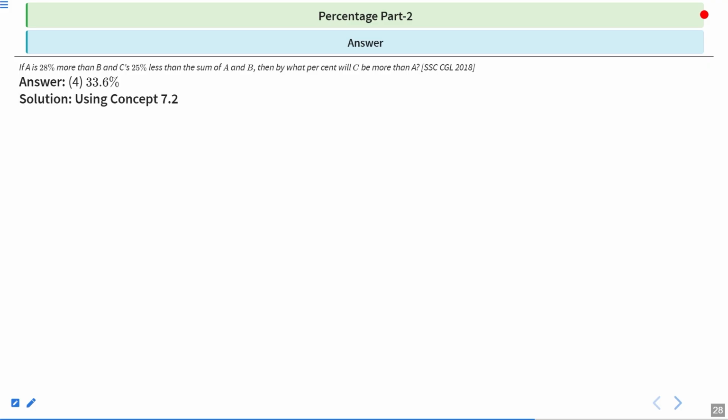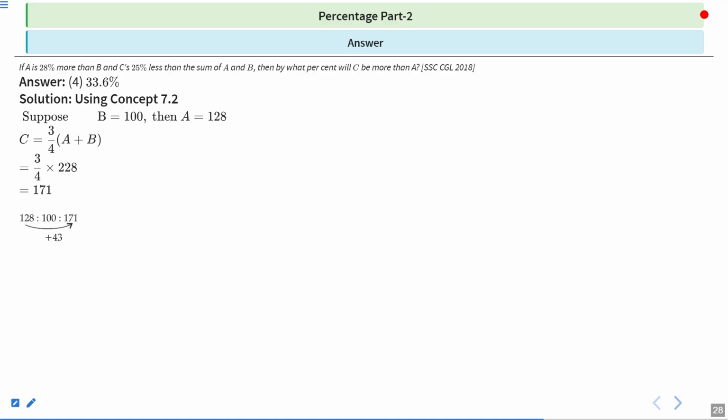Now see the detailed solution using concept 7.2 in this question. Suppose B is 100, then A will become 128. So C will become 3 by 4 of A plus B. So we got C, which is equal to 3 by 4 multiplying by 228. So we got C, which is 171. Now we can easily see that the value of A is 128, the value of B is 100 and the value of C is 171.